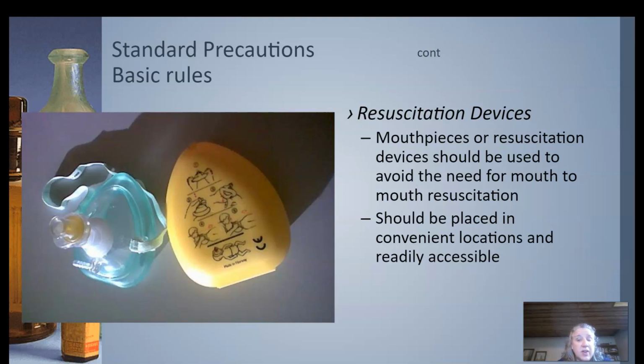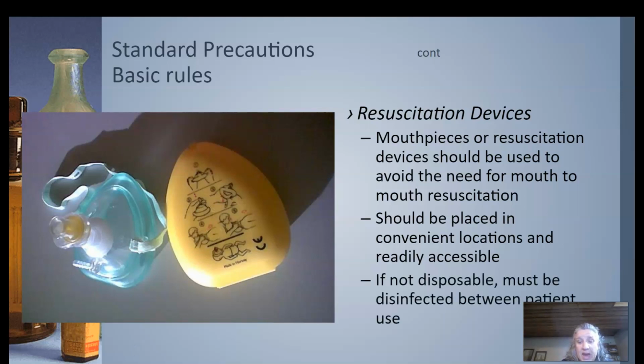All resuscitation devices should be placed in convenient locations and be readily accessible to anybody working in that healthcare facility. And if not disposable, they must be disinfected between patient use.